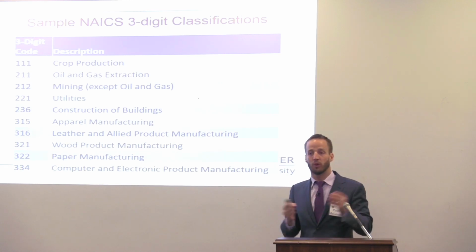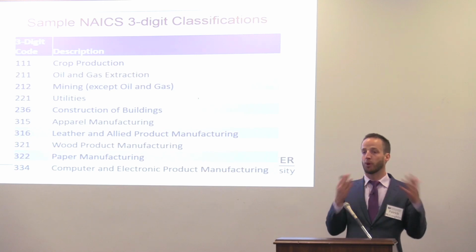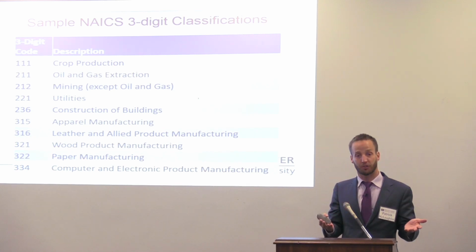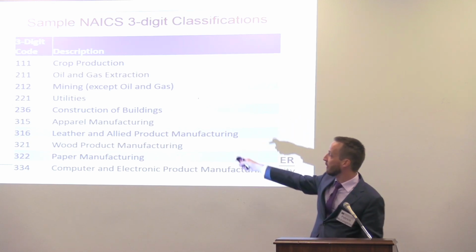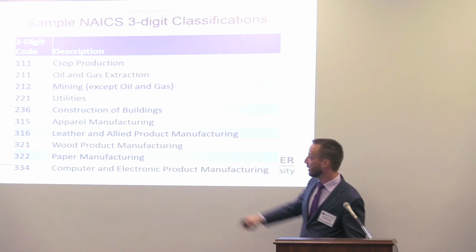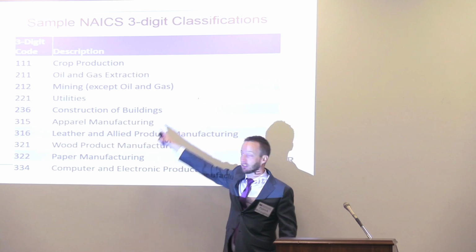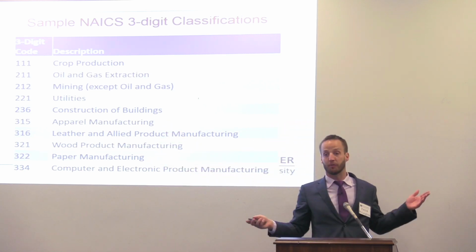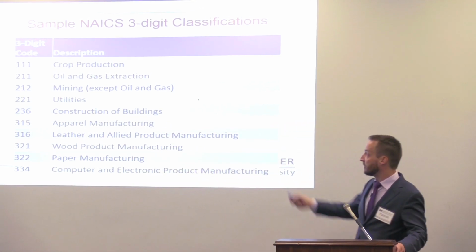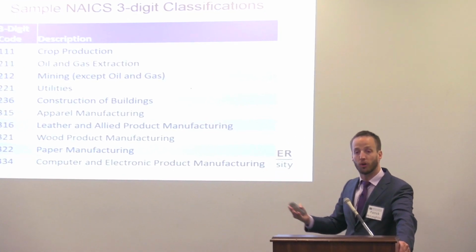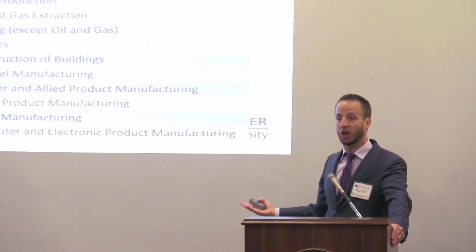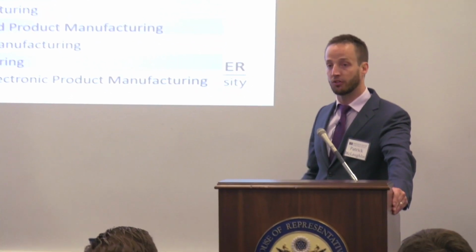The 2-digit level is less granular. It's more broad definitions, such as manufacturing or construction. Here we have, at the 3-digit level, instead of just manufacturing, stuff like paper manufacturing or construction of buildings. So more granular definitions. Well, these descriptions, these definitions, give us some words that we can use. They give us the basis on which to create search terms.